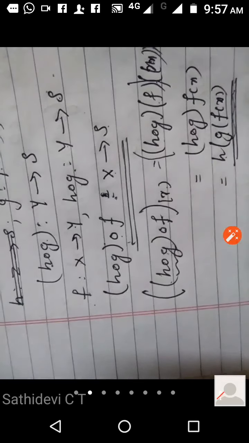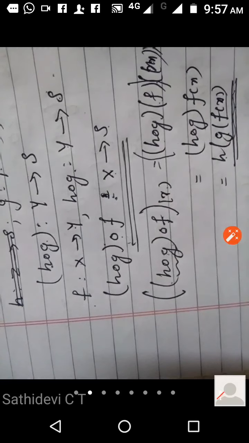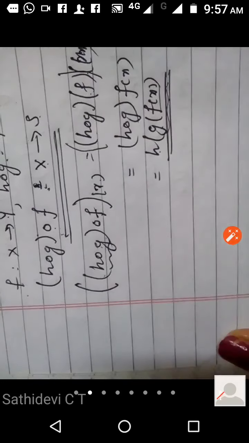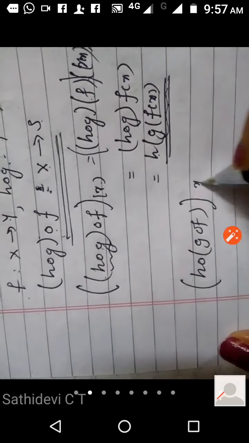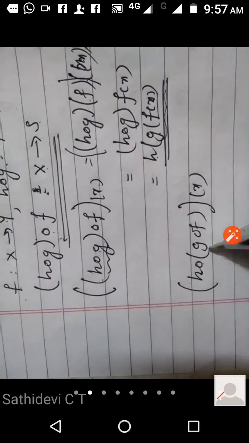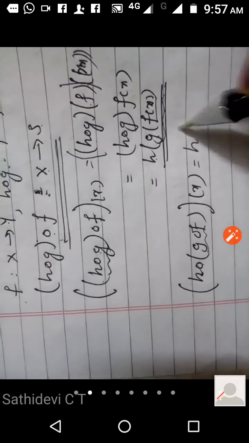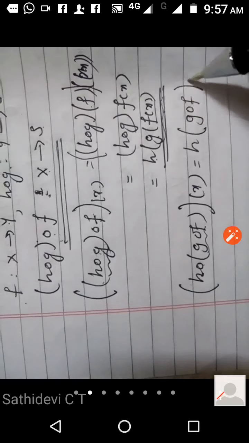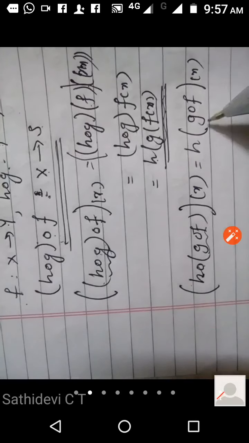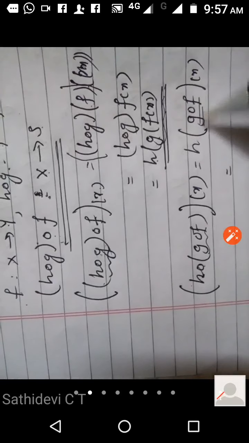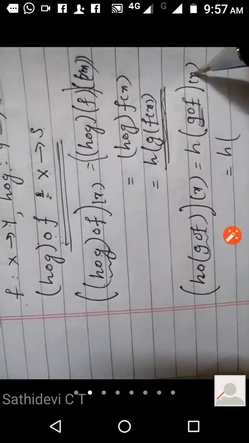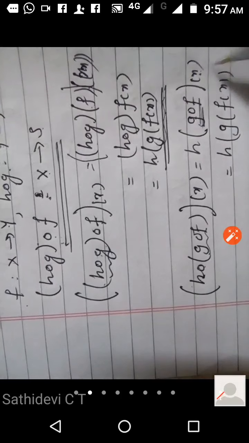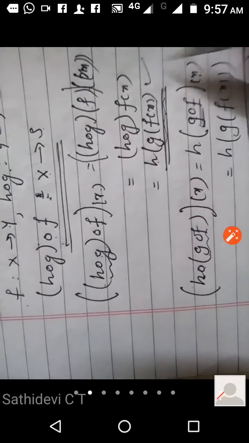Let us see the right hand side. The right hand side was H composite G composite F operating on the element X. So this is the first function and this is the second function. This is therefore H of G of F of X. So G composite F you have to apply first on X, that is H of G composite F on X means G of Fx. Thus both are equal. So it satisfies the associative property.